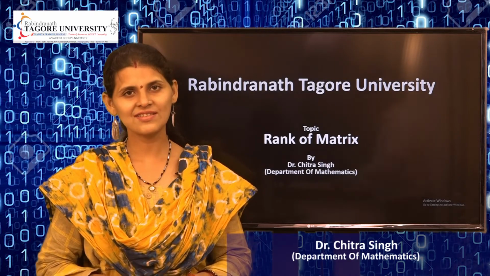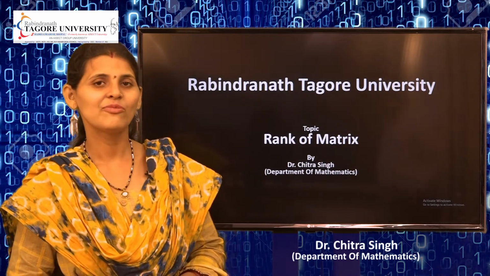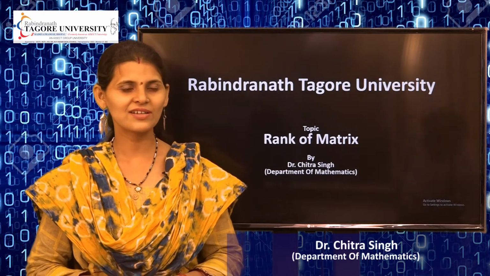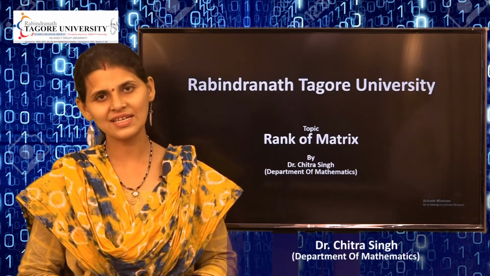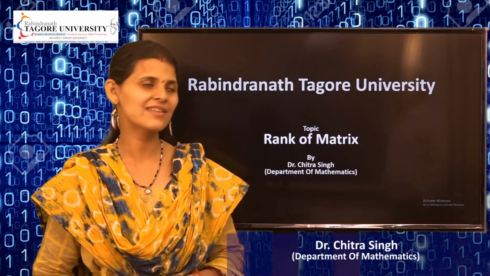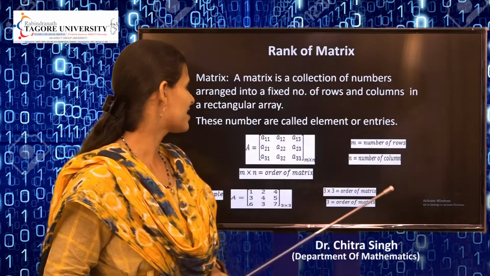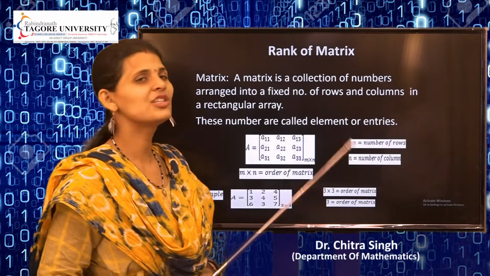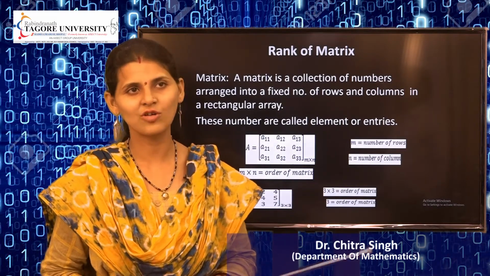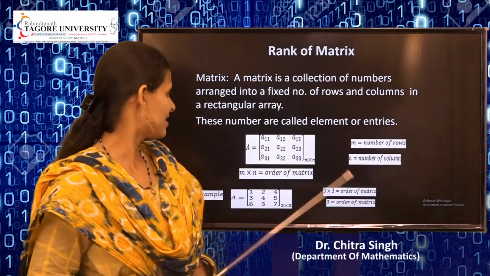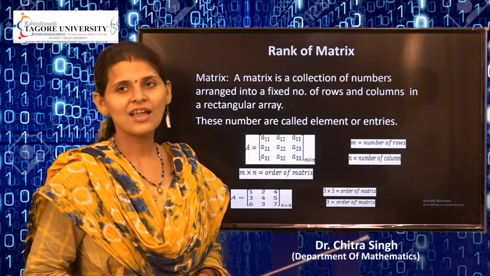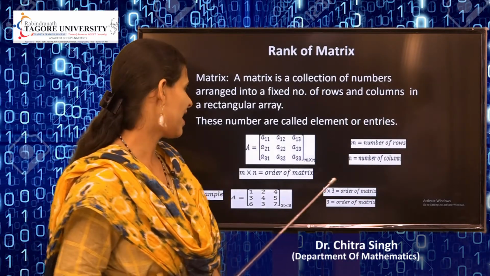Students, today we discuss a topic, rank of a matrix. Before discussion on rank of matrix, firstly we discuss some basic definitions of matrix. A matrix is a collection of numbers arranged into a fixed number of rows and columns in a rectangular array. These numbers are called elements or entries.